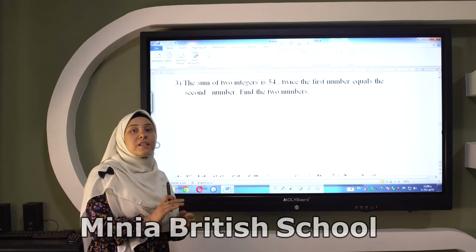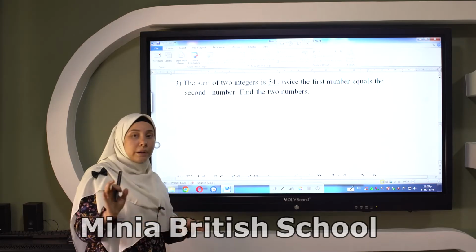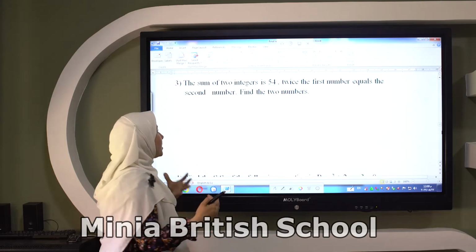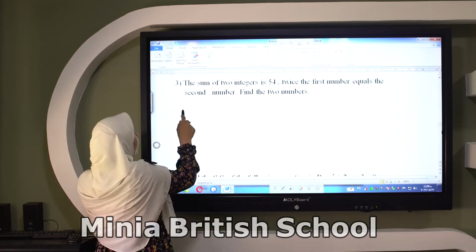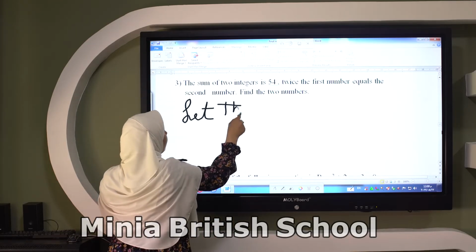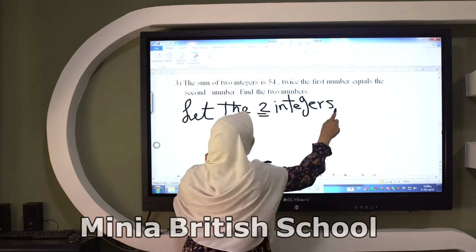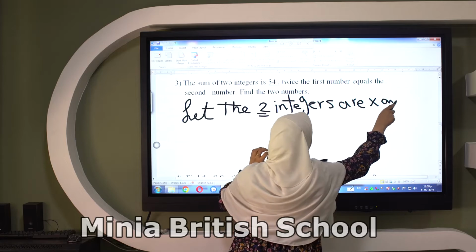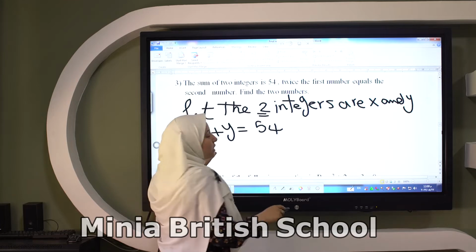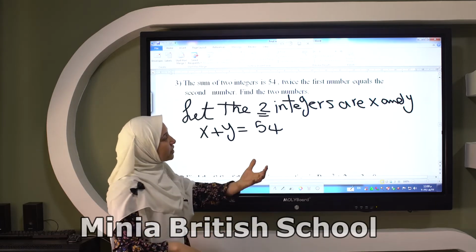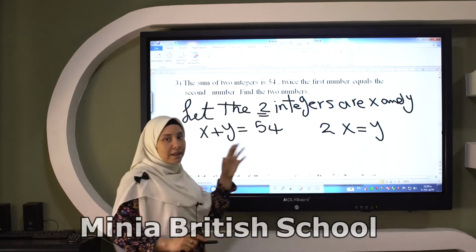The sum of two integers is 54. Twice the first number equals the second number. Find the two numbers. So you can suppose the two integers here, let the two integers be x and y. So x plus y equals 54. This is the first equation. Now, twice the first number equals the second. Okay, 2x equals y. This is the second equation.